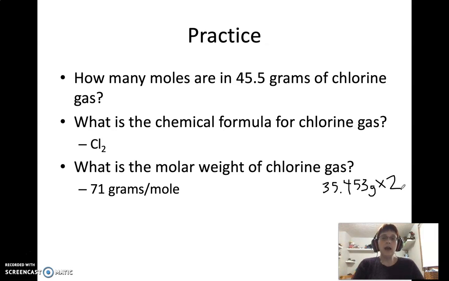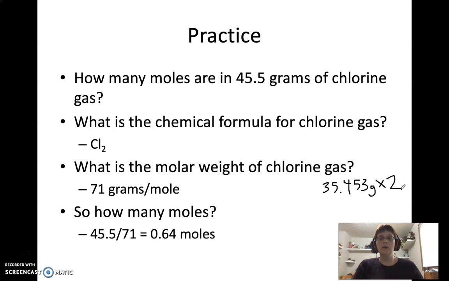So now that we have the molar mass, what are we going to do to figure out how many moles there are in 45.5 grams of chlorine? We're going to take 45.5 and divide it by 71. That's going to give us 0.64 moles. So that's how you're going to solve a problem like this.